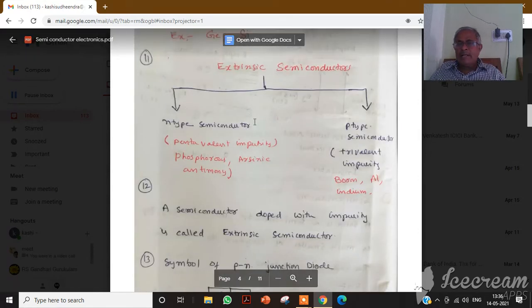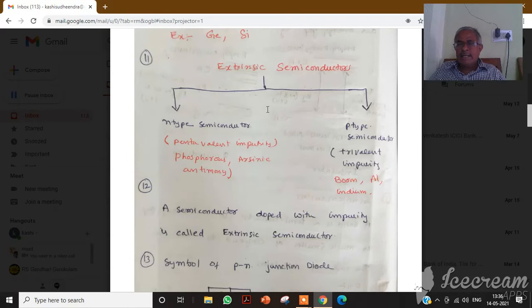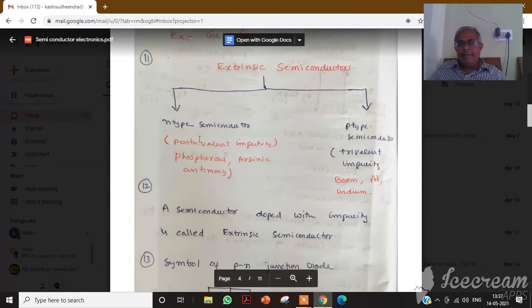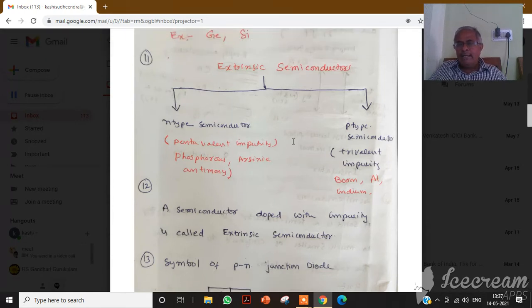What are extrinsic semiconductors? Extrinsic semiconductors are formed by doping the germanium or silicon with some impurities. If you take a pentavalent impurity like phosphorus, arsenic, antimony, you will get an N-type semiconductor. If you add a trivalent impurity such as boron, aluminum, indium, then it becomes a P-type semiconductor.